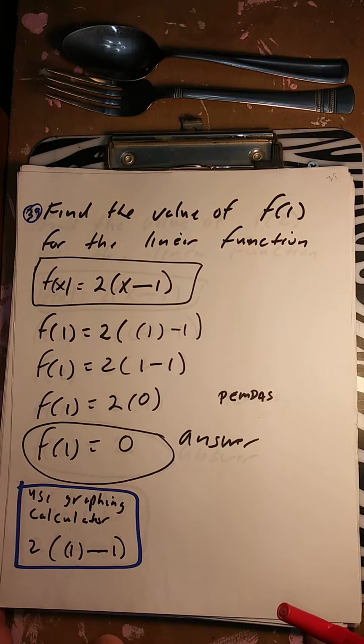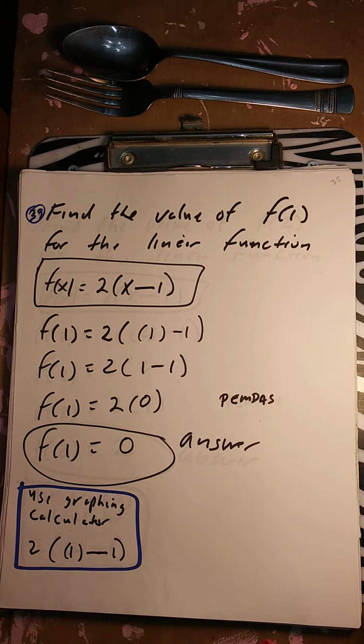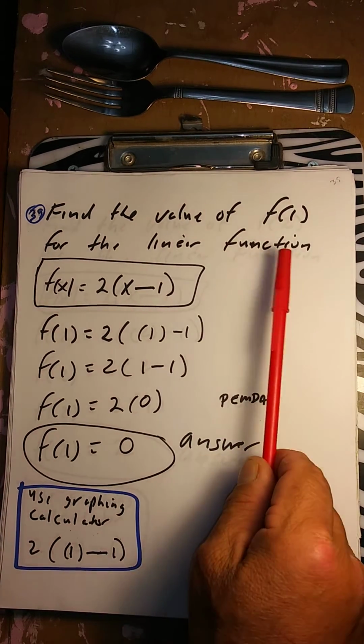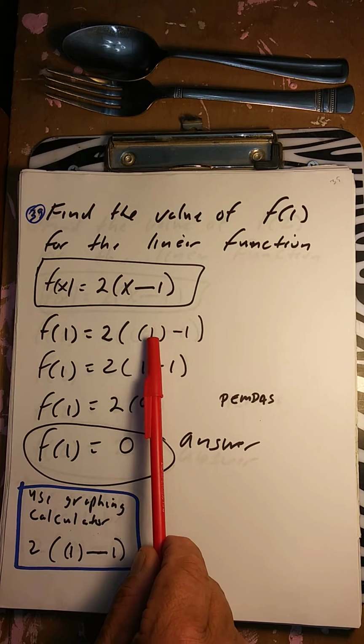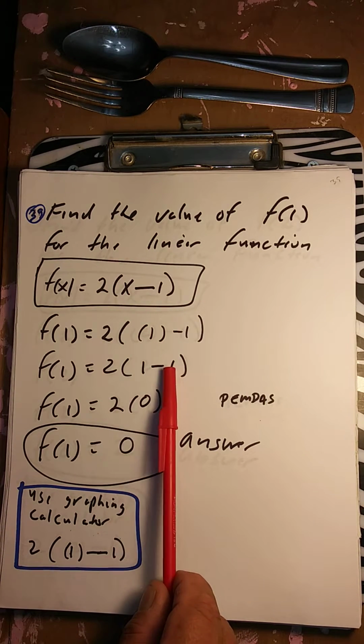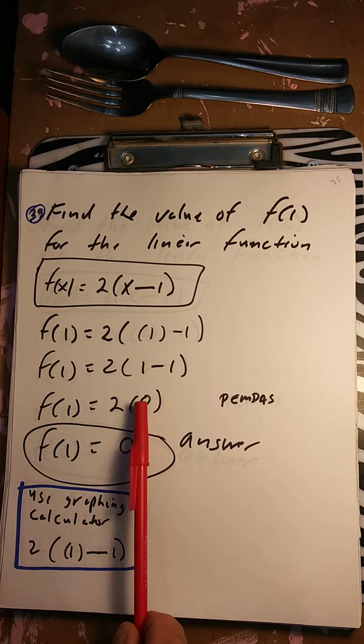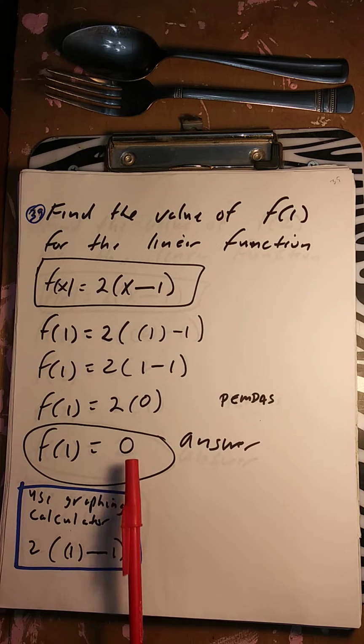Find the value of f of 1. So put a 1 in there, inside right here for the x's. Take the parentheses off. 1 minus 1 is 0. Now multiply. 2 times 0 is 0.